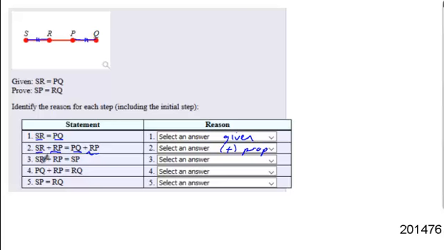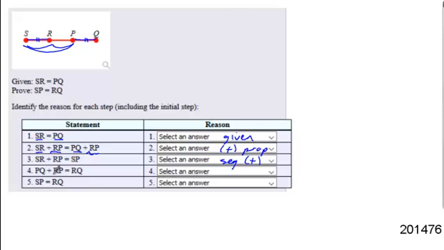I move to my third step, SR plus RP equals SP. Does this fit the structure of segment addition? Two things add together to equal a third thing. Yeah, it doesn't mean that it is, but it does fit that structure. So let's see on here. We have SR plus RP is equal to SP. Is that segment addition? Yes. Okay, so we can include that.